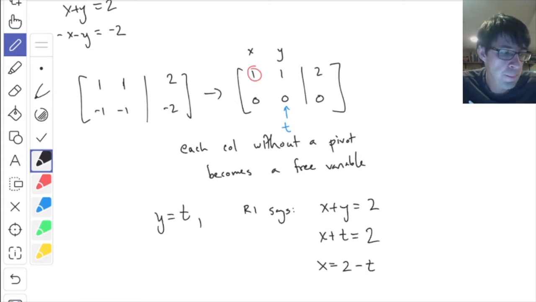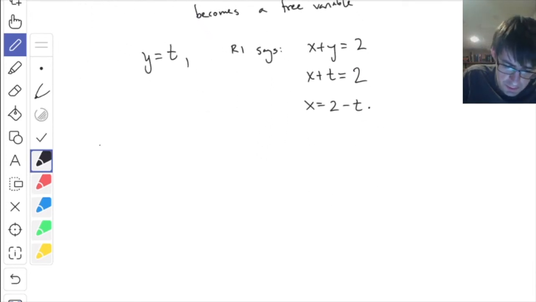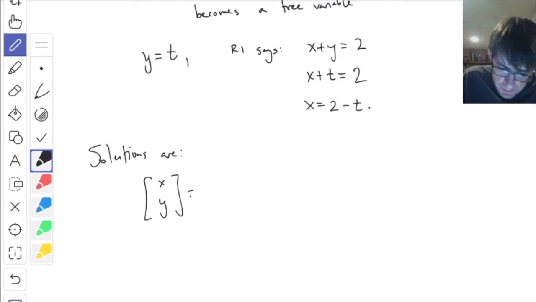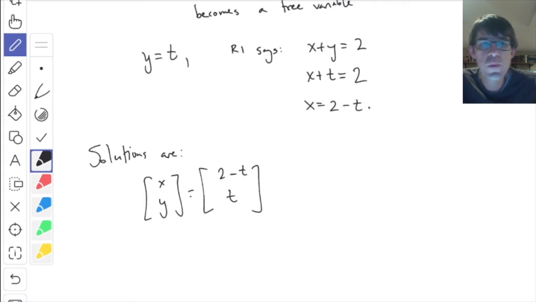All right. And now we can write the set of solutions in terms of this parameter. So my solutions are, maybe I'll write it as a vector, x, y equals 2 minus t and t. So what you see here is there are infinitely many solutions. That is, you get a different solution for every possible choice of t, and t can be any real number here. So we have infinitely many different solutions.